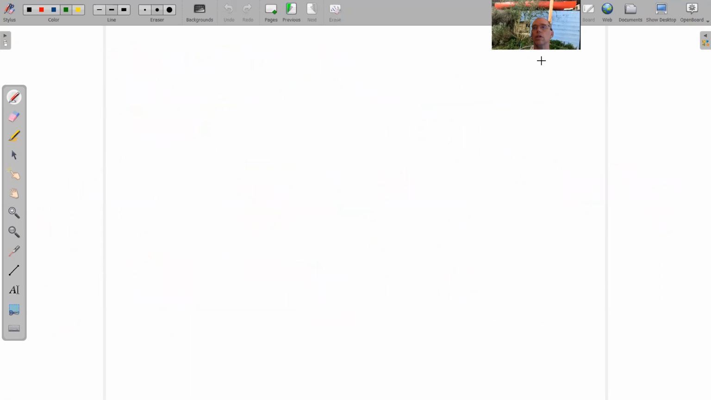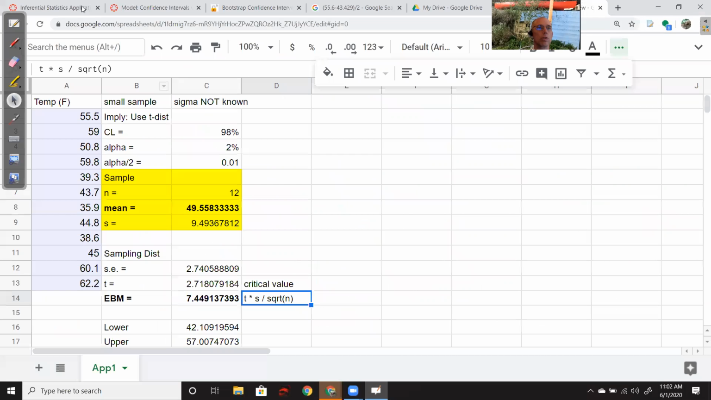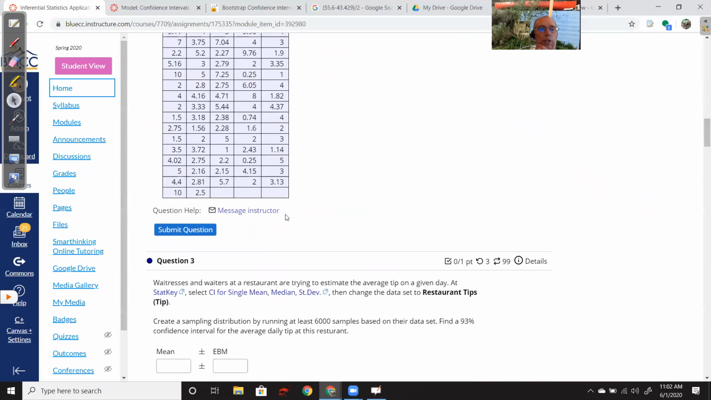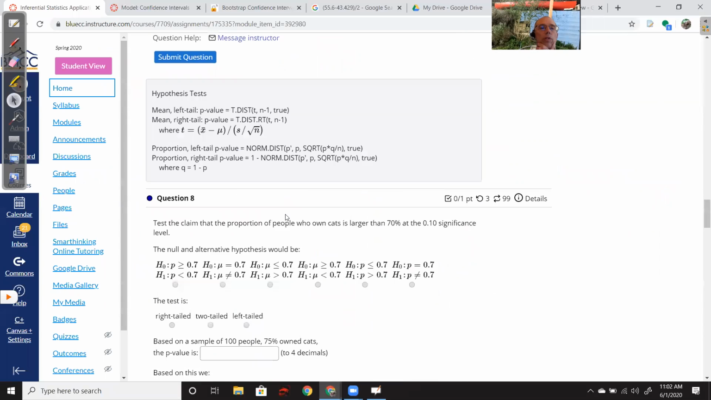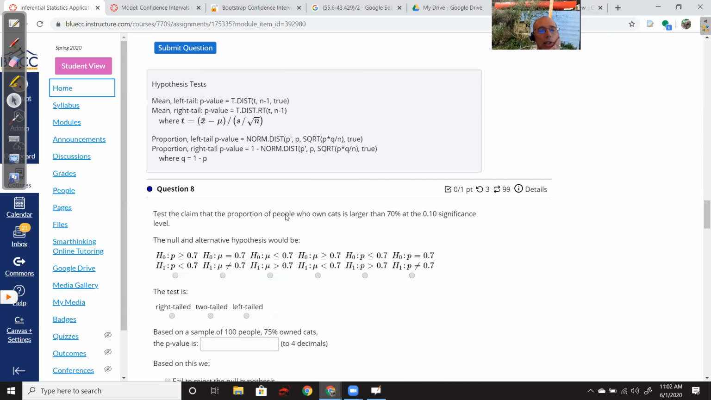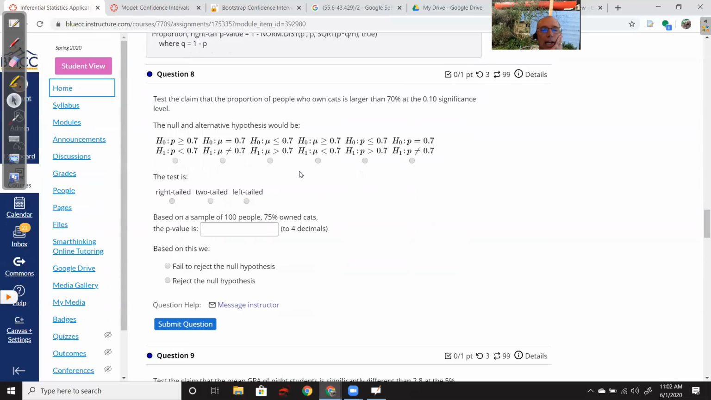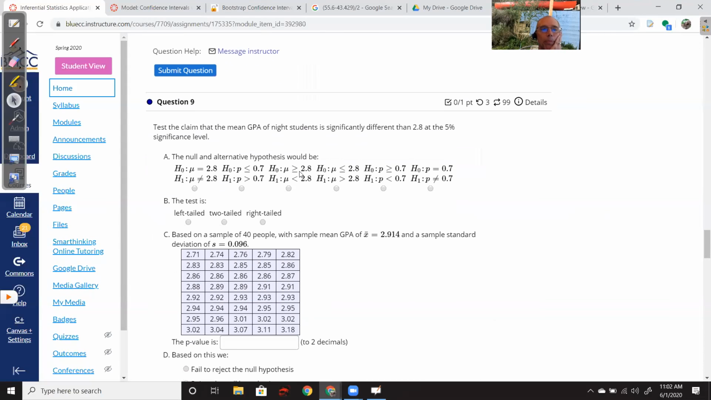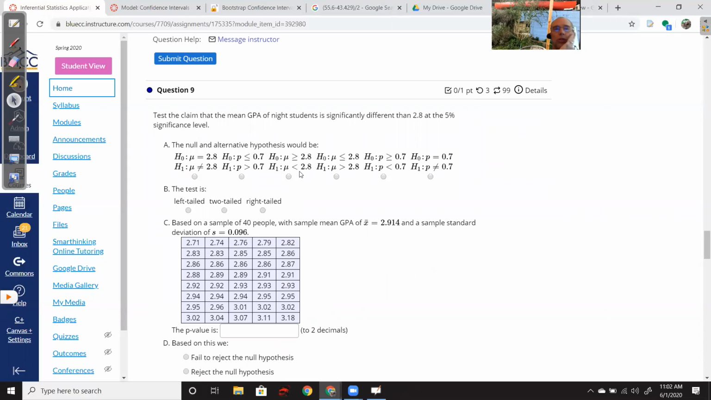New page, there we are. All right, which one do we want to do? So confidence interval, confidence interval, confidence interval, and then hypothesis test, okay. And so we have T's and P's here. Cats now. Oh yeah, I think this is a good one to do. Yeah, let's do the night student one. So this is number 9.